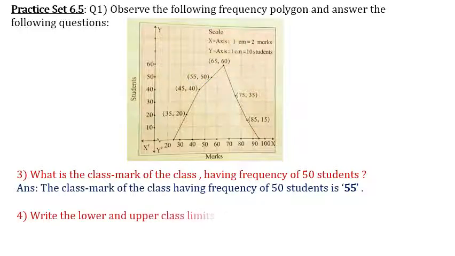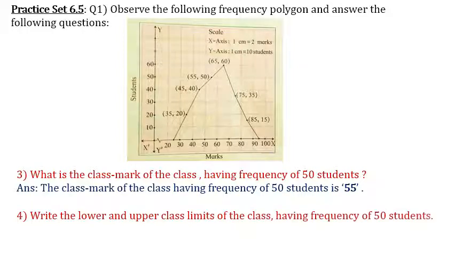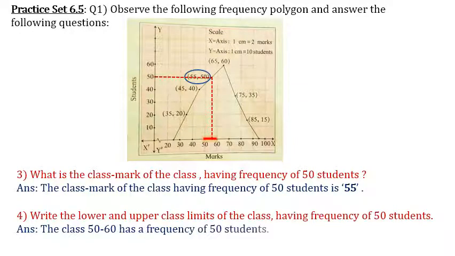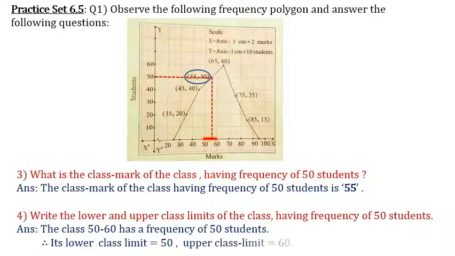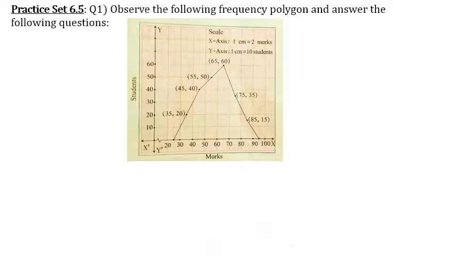Question 4. Write the lower and the upper class limits of the class having frequency of 50 students. The corresponding point is again (55, 50). This point corresponds to the class 50 to 60. So the class 50 to 60 has a frequency of 50 students. Therefore, its lower limit is 50 and the upper limit is 60.